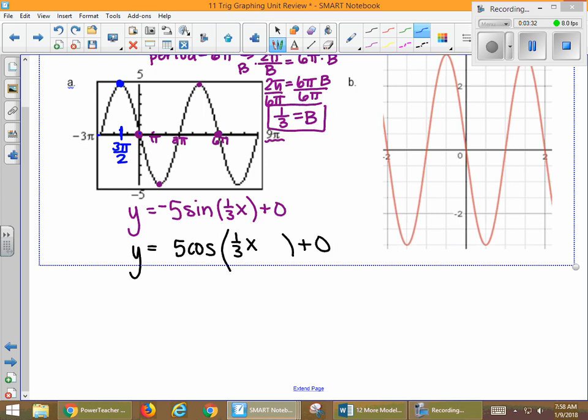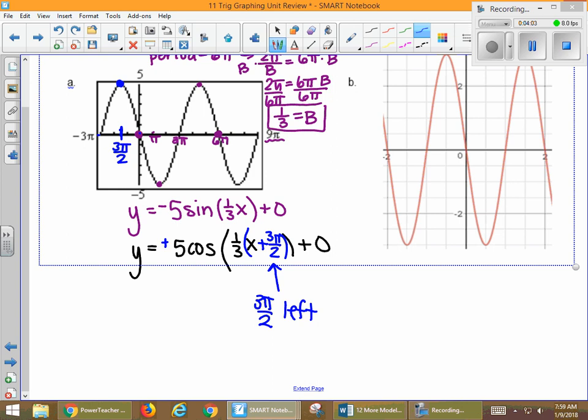So the phase shift that I need for cosine, again, I'm starting at a maximum, so I don't need a negative out front. The phase shift that I need for cosine is 3 pi over 2 to the left. So left is going to be plus. And if you want, you can put an extra set of parentheses in here and put that 3 pi over 2 in, and that's perfect. Absolutely perfect. You have to remember that extra set of parentheses.